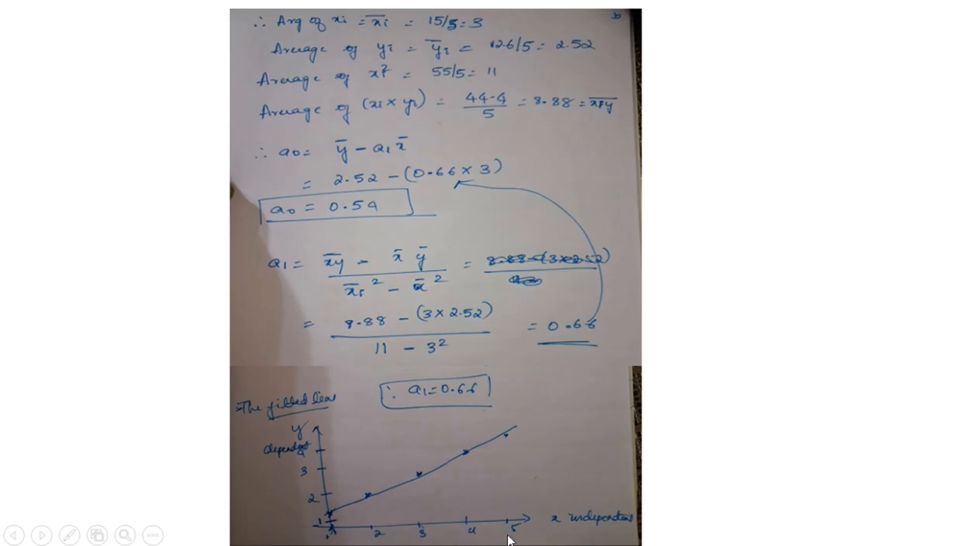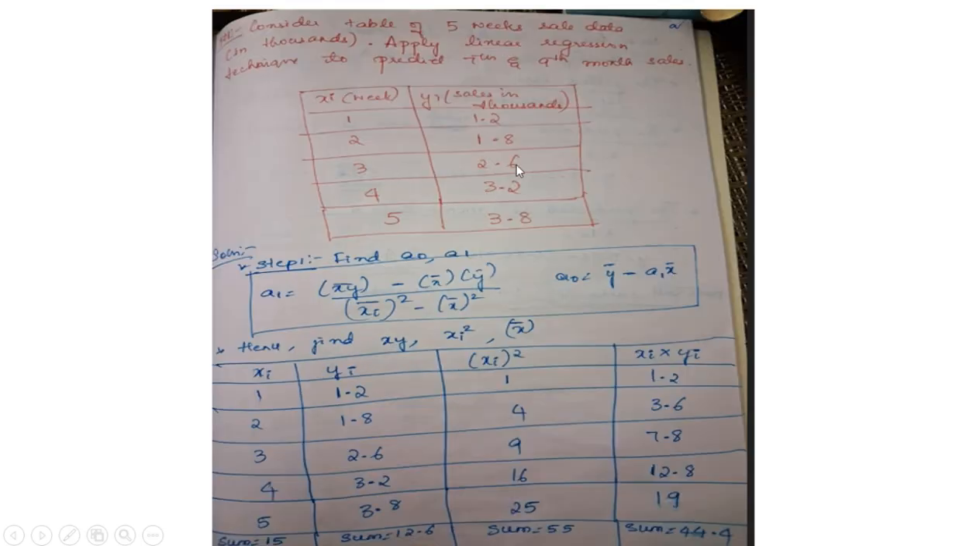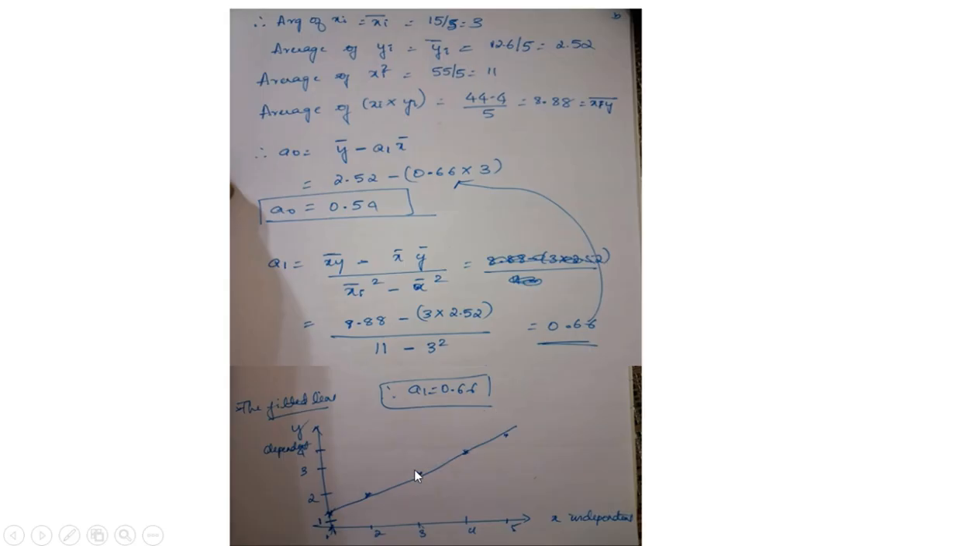Now you draw the graph. 1, 2, 3, 4, 5 are the months on the x-axis, and you have the sales on the y-axis. For month 1, I got the sales as 1.2, that's plotted here. For month 2, I got the sales as 1.8, that's plotted here. For month 3, see the table, I got the sales as 2.6, plotted here. Like that you plot these data points, join them, and you get the line.